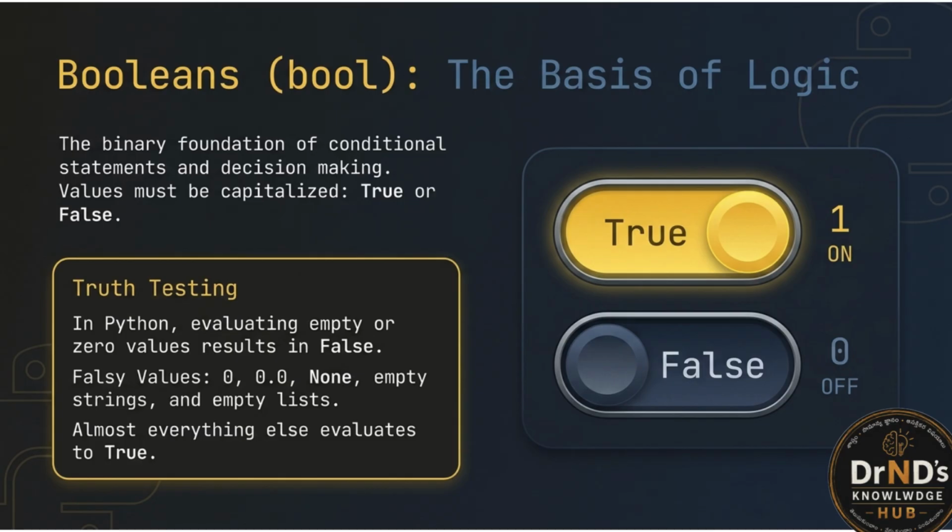The key takeaways from this slide are: Boolean data types store only two values, True and False. Booleans are used for decision making and logical operations. They form the basis of conditions, comparisons, and program control.